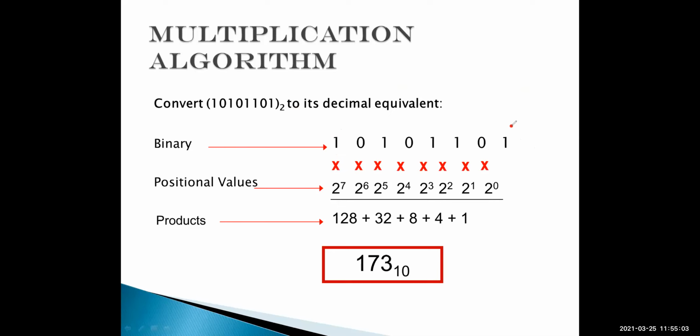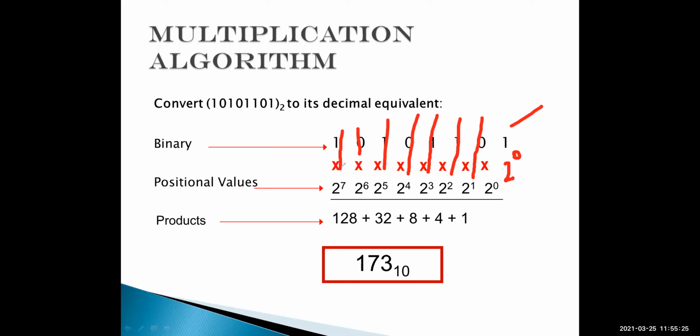Now starting from this side, 1 is here. So below 1 you just need to write 2 raised to 0. Right? After that you just need to increase the power. So 0 is here. So below the 0, 2 raised to 1. After that 1 is here, so increase the power, 2 raised to 2. After that 1 is here, so 2 raised to 3. Increase the power, 2 raised to 4. Then 2 raised to 5, 2 raised to 6, 2 raised to 7.